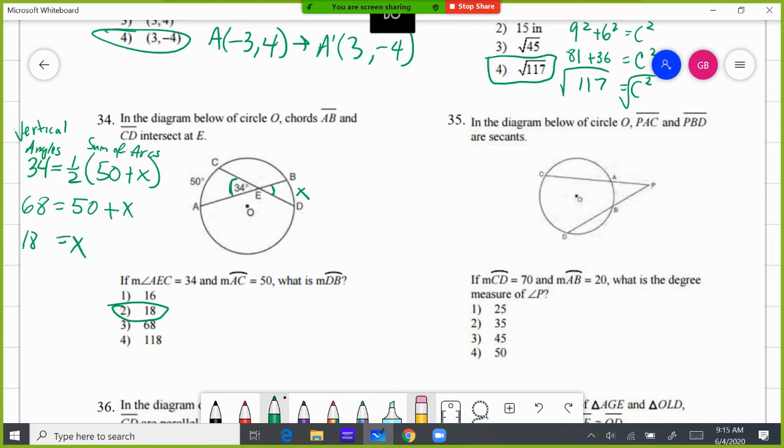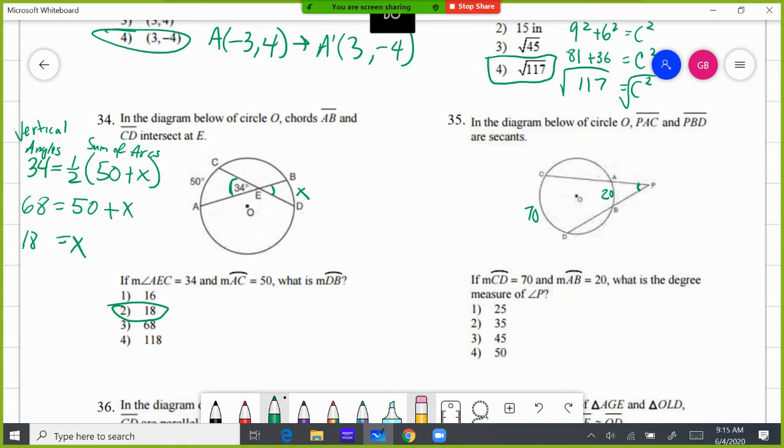For 35, in the diagram below of circle O, PAC and PBD are secants. If CD is 70, so this arc here is 70, and arc AB is 20, what is the degree measure of angle P? So now we're looking for this angle here.